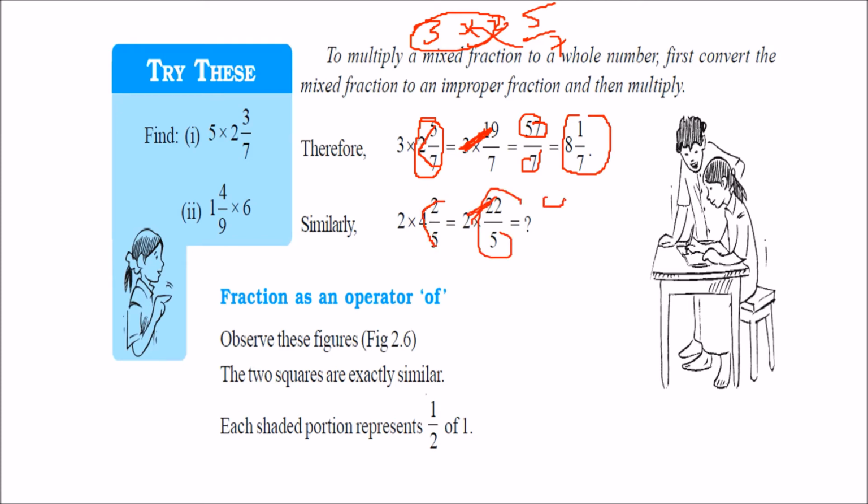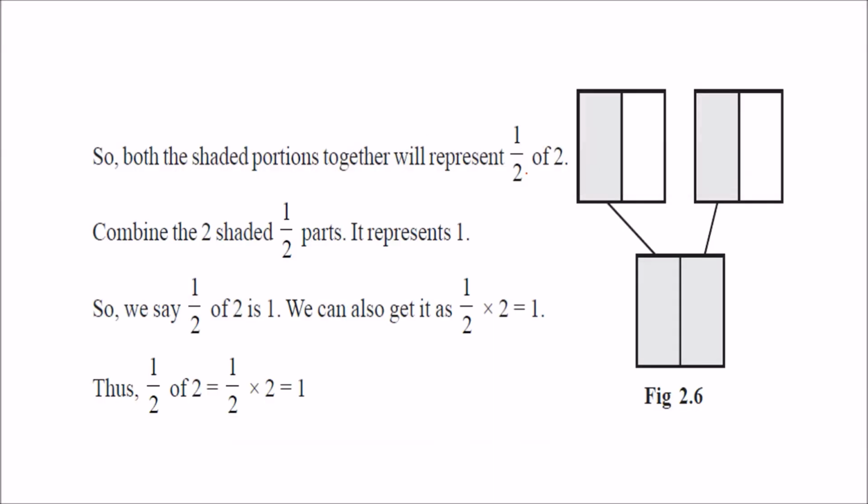How about half? When you say half of 1, 1 by 3 of 10, what does it mean? Let us say this is half of 1. This is half of 1. What is this? Half of 2. So this becomes 1. So half of 2 is nothing but half into 2.